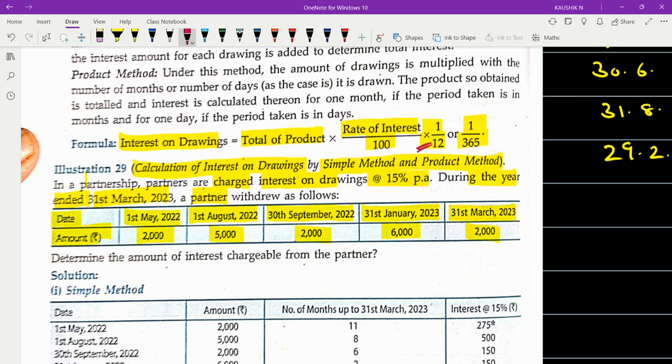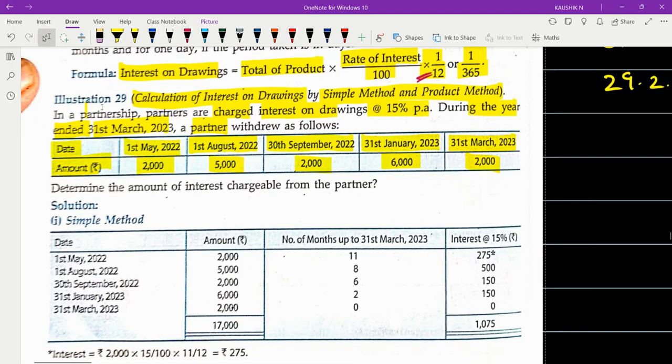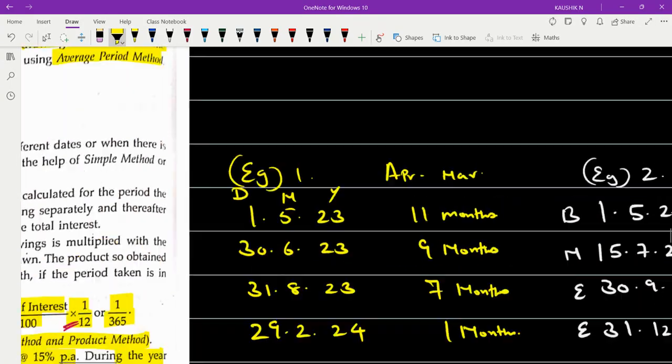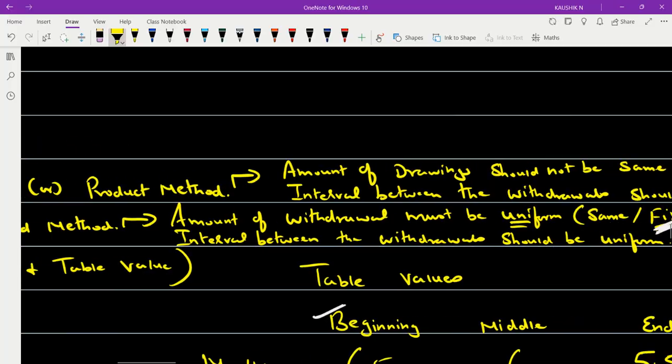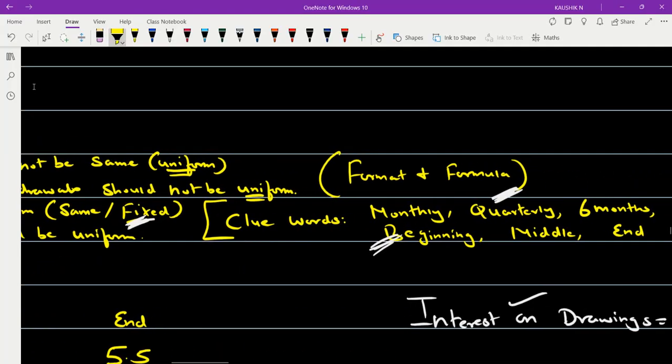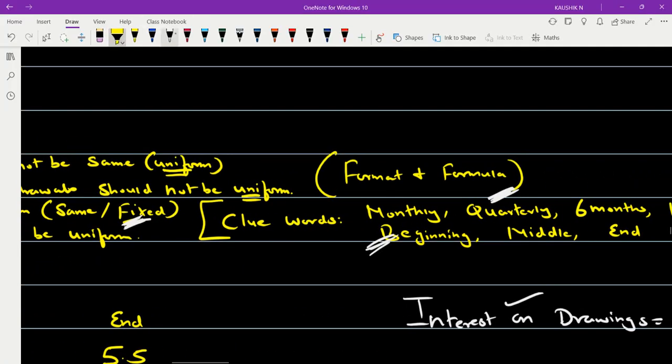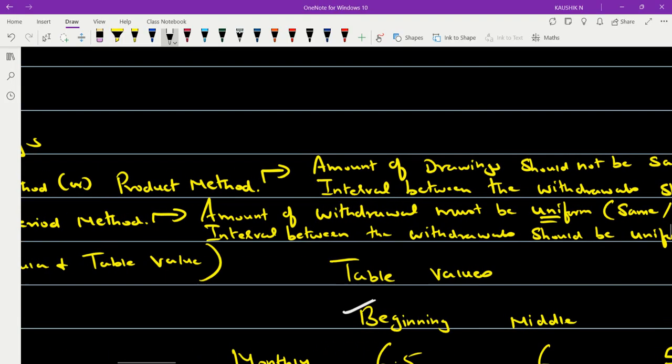So now we are going to go with the simple or product method. First, let's understand the problem under the simple method. For the simple method, as I said, you have a format and a formula. I've mentioned it very clearly over here. There is a format and formula for which method? For the simple or product method.